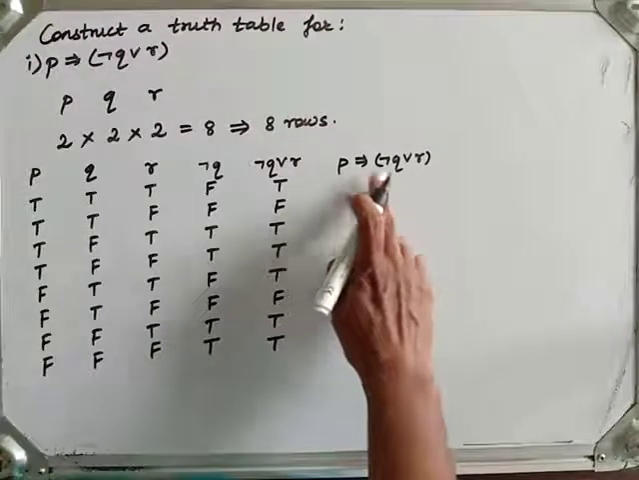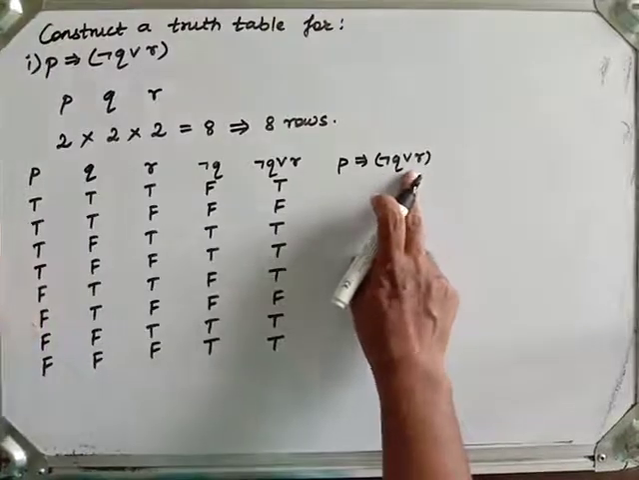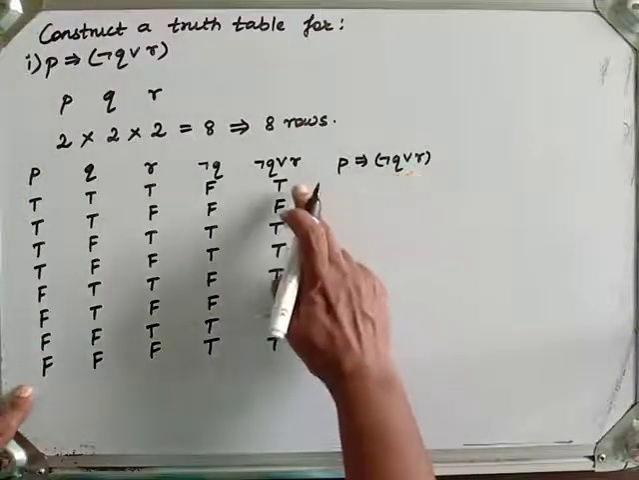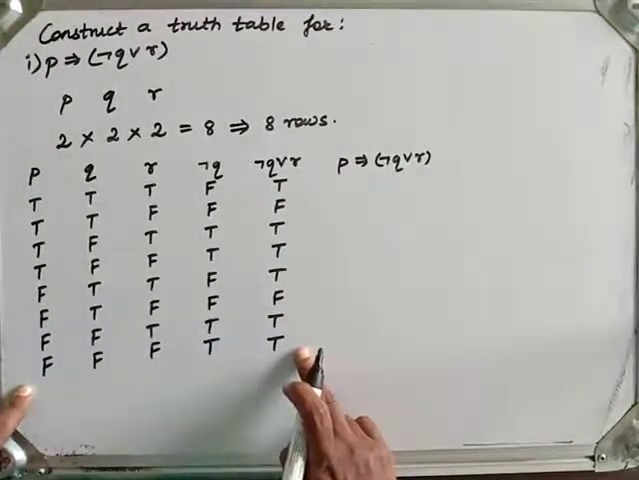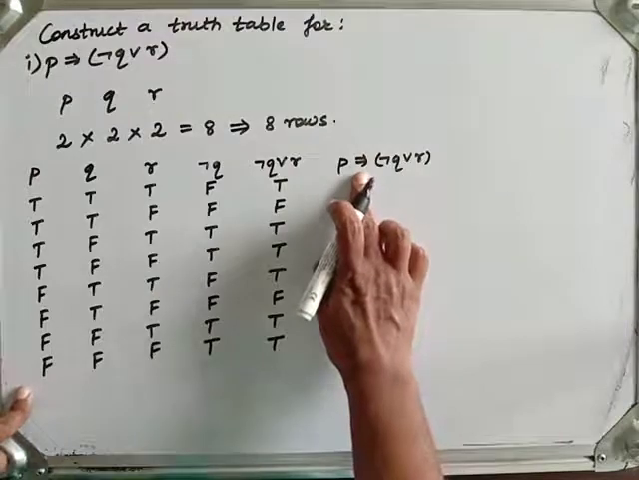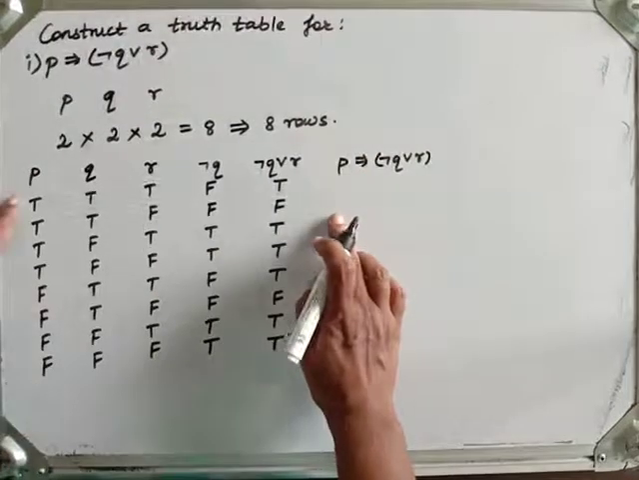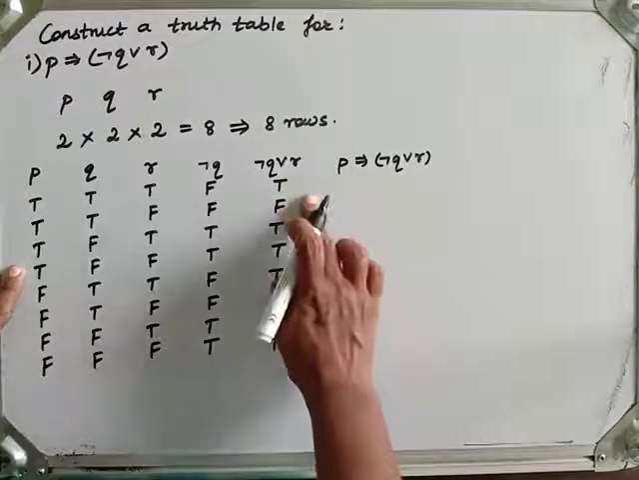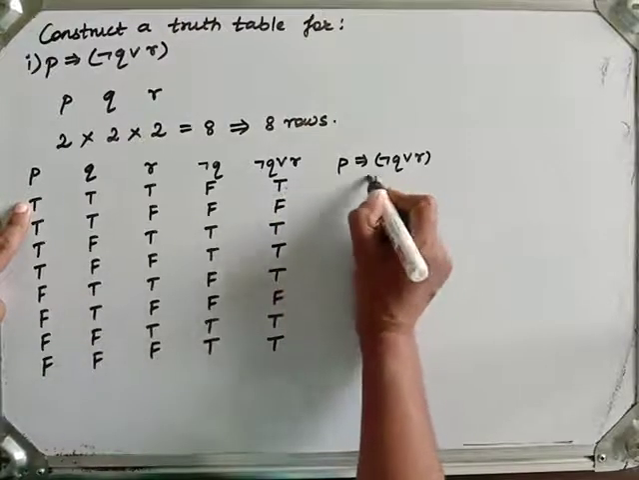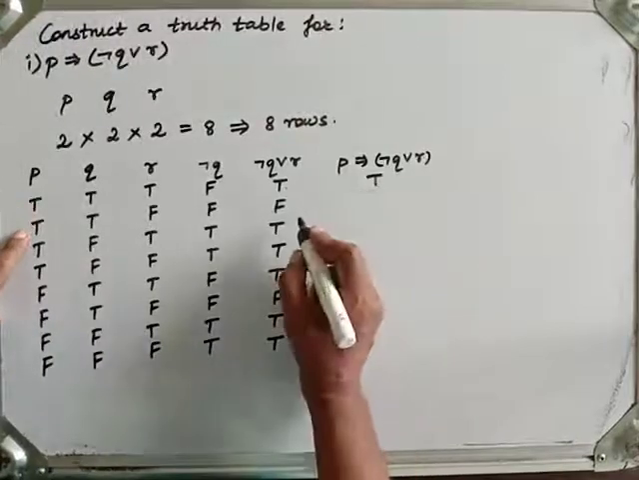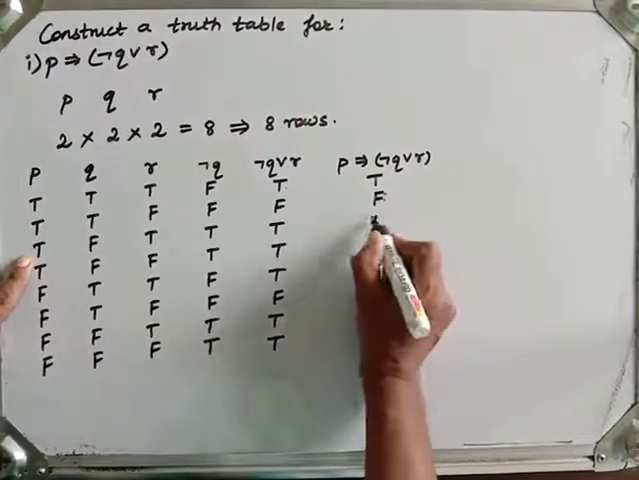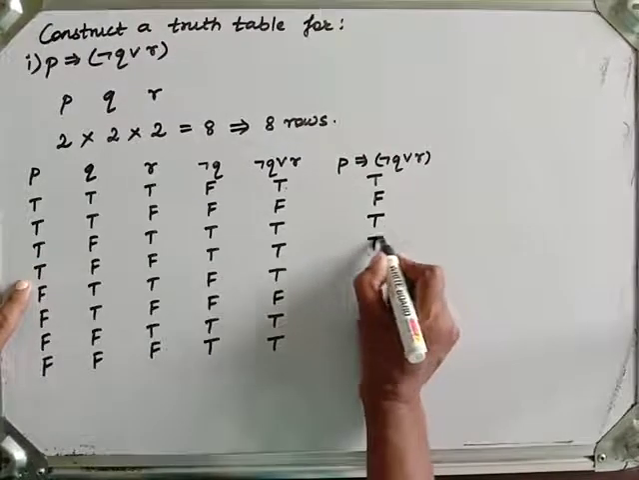Now P implies negation Q or R. Statement P has these truth values and negation Q or R has these truth values. Implication is false only when the premise is true but the consequence is false. So now look at them. True implies true, it is true. True implies false, this is false. True implies true, it is true. True implies true, again true.